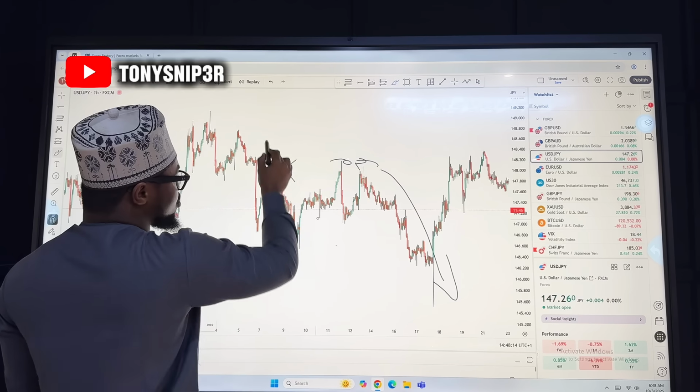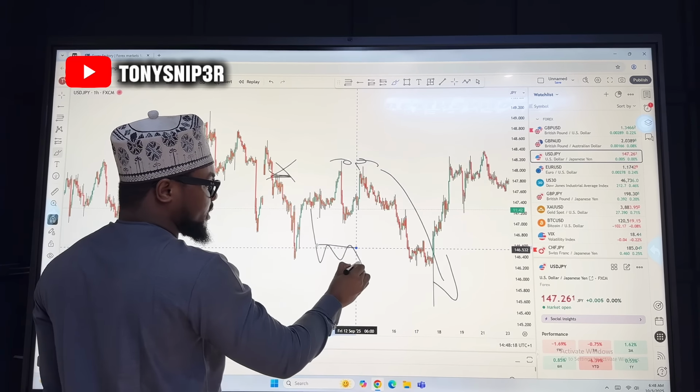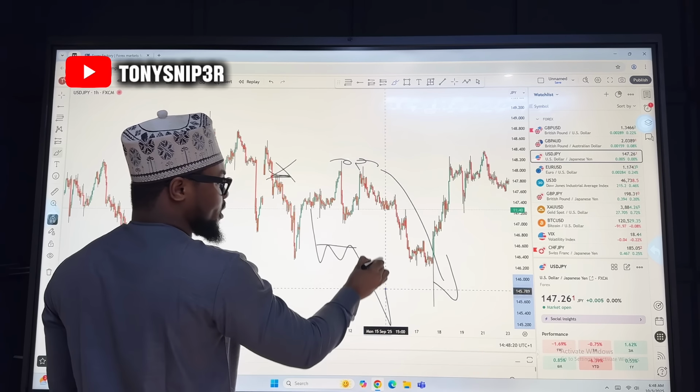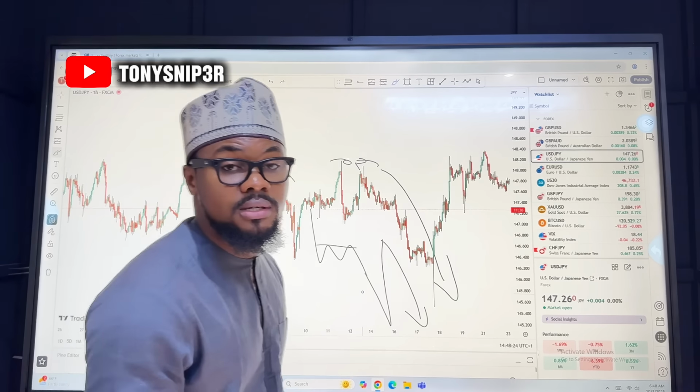Meaning this market was dumping. Then we saw an equal high like this. Then the market dipped lower, went back to clear the equal high, then we saw a huge drop to the downside.